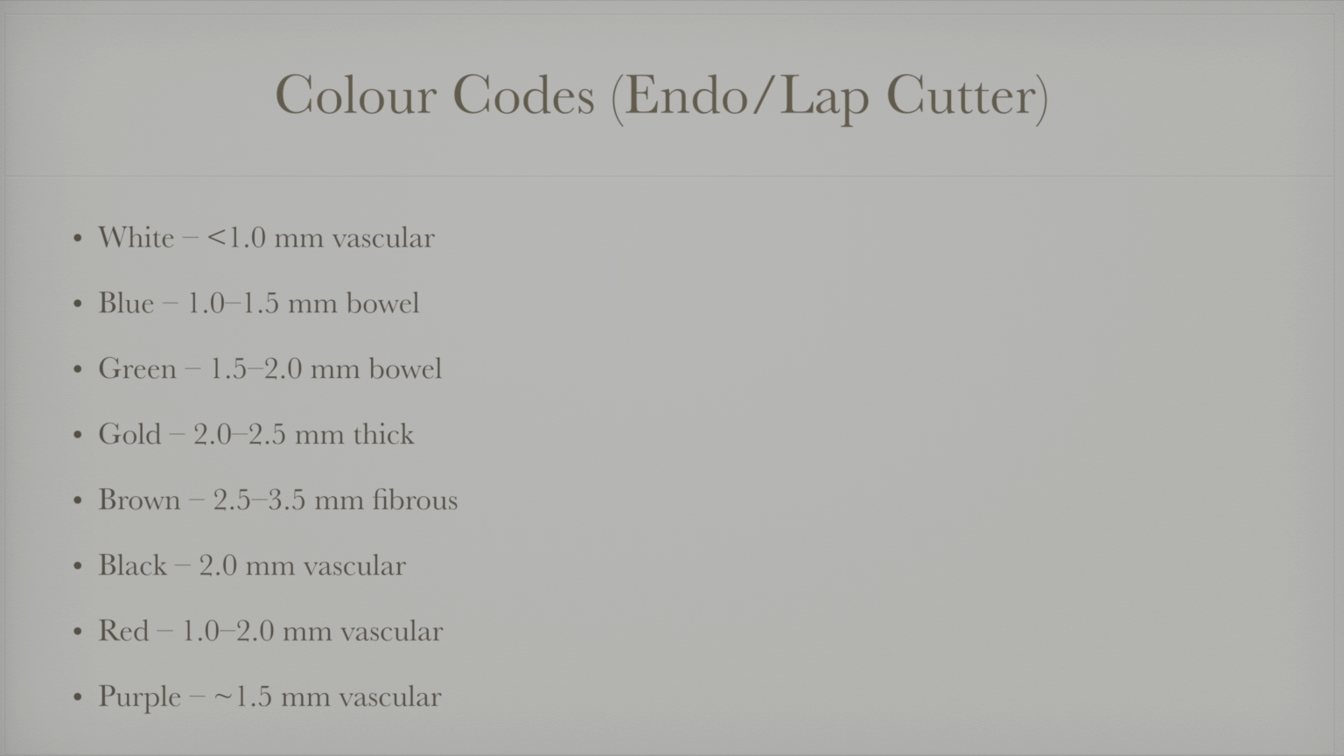The color codes of the cartridges for endo or lap cutter: white, which measures less than 1, is mainly for vascular. Blue, which measures 1 to 1.5, is for bowel. Green, which is 1.5 to 2, is also for bowel. Gold, which is 2 to 2.5, is for thicker tissue. Brown, 2.5 to 3.5 mm, for fibrous tissue. Black, 2 mm, for vascular. Red, 1 to 2 mm, is also for vascular. Purple, approximately 1.5 mm, is for small vessels.